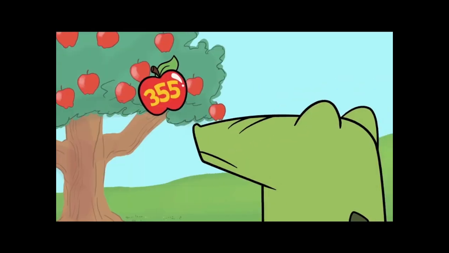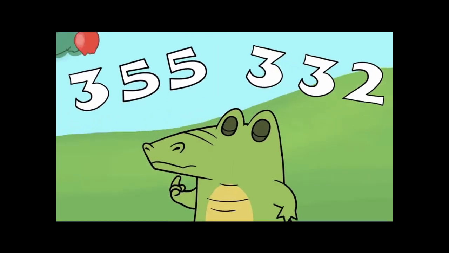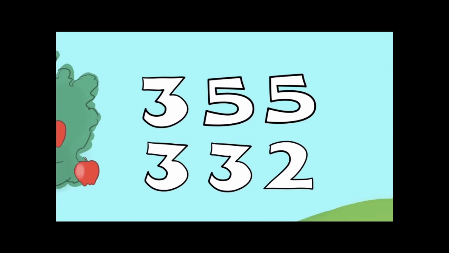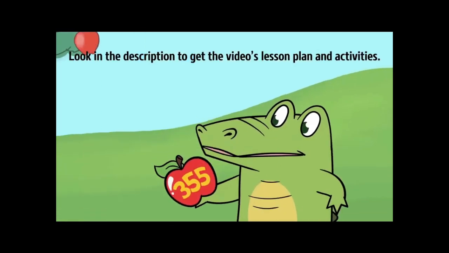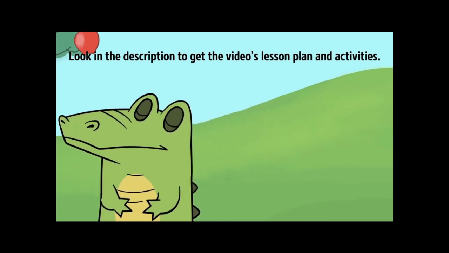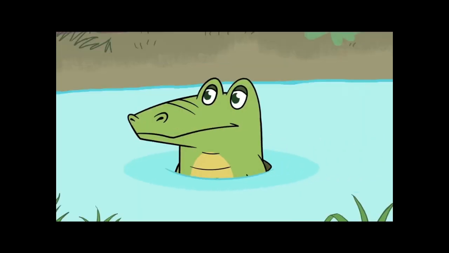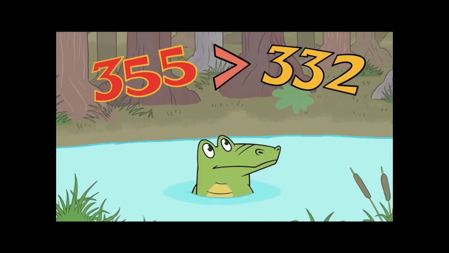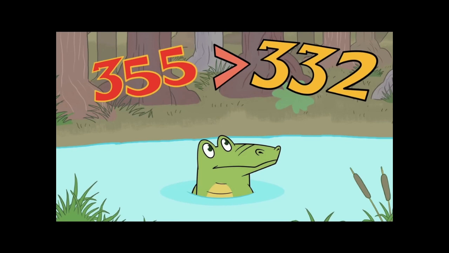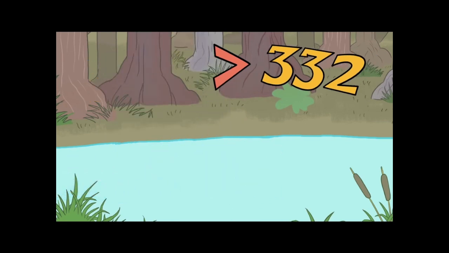355 and 332. The gator needs to eat the one with the greater value. He looks at the place values from left to right. 5's the greatest tens place, so he takes a big bite. The hungry alligator eats the number that's greater. The number that is least is never part of his speech.